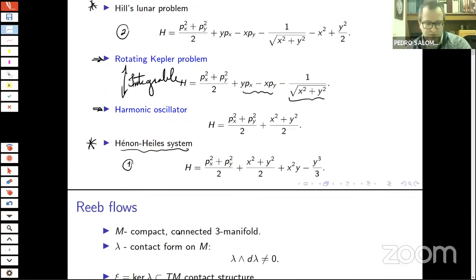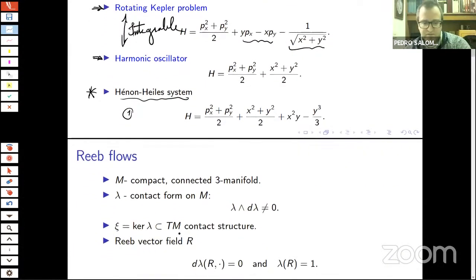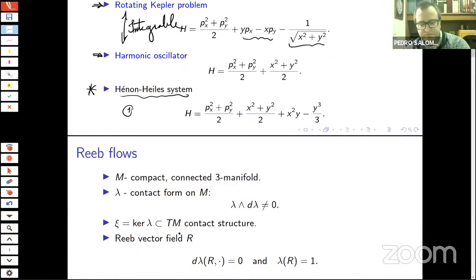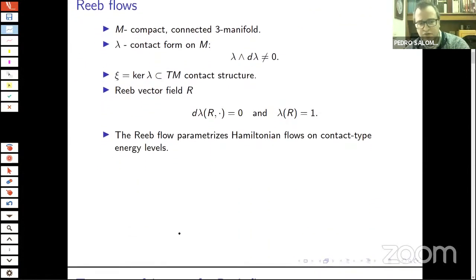So what do I mean with that? First of all, the systems are autonomous Hamiltonians. So we have a flow on a three-dimensional manifold. It might be very complicated, but the flows on these energy surfaces all share the same property. They are all Reeb flows.